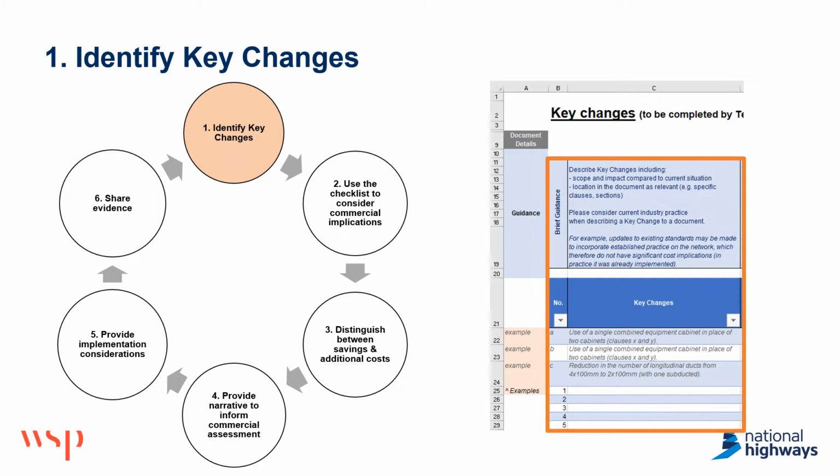There are a few examples provided in the toolkit, so I'll read out the one at the top. It's the use of a single combined equipment cabinet in place of 2 cabinets, clauses X and Y. So you can see there it's saying what the change is, how it differs from the previous situation, and then referencing the clause that it's contained in.